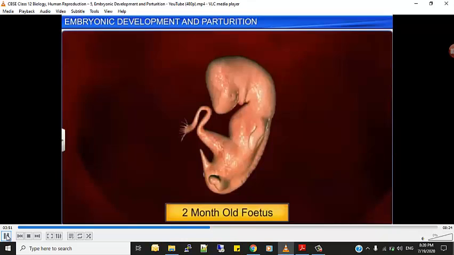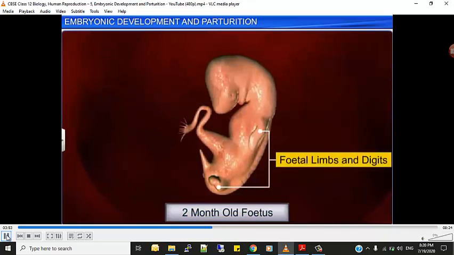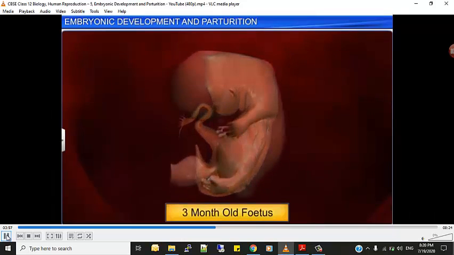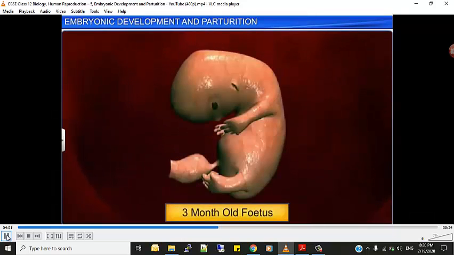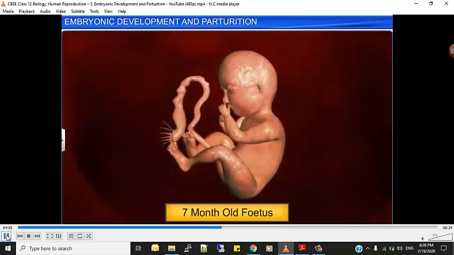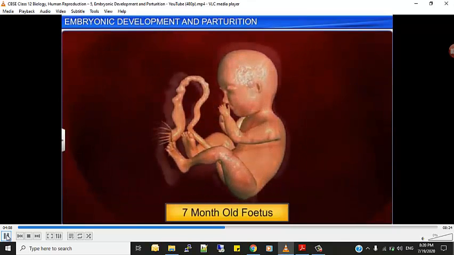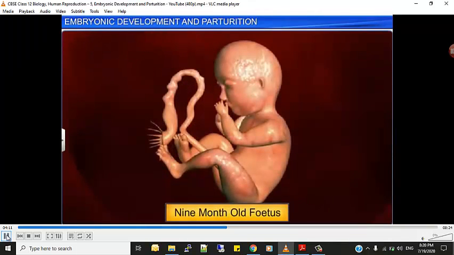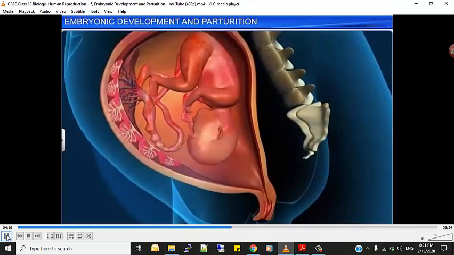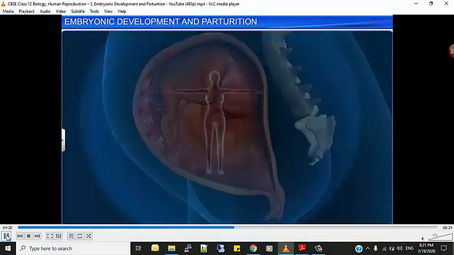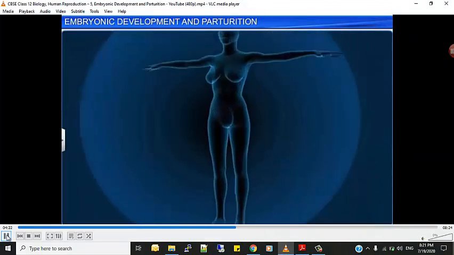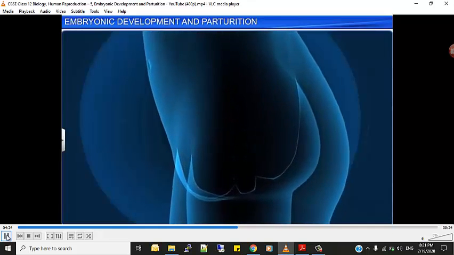By the end of the second month, the embryo transitions to a fetus with developing limbs and digits. By the end of the third month, most of the organs are already formed. In the next 4 months, the fetus is rapidly gaining weight and its bones get stronger. By 9 months, the fetus is fully developed and assumes the position it will take during delivery.